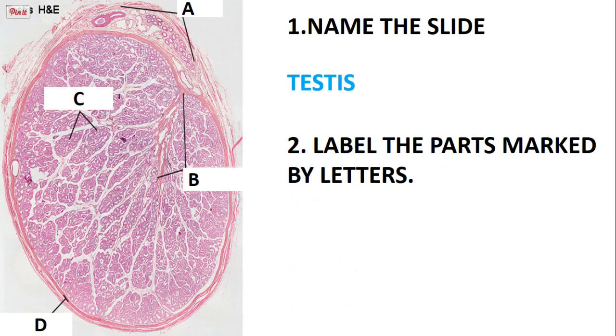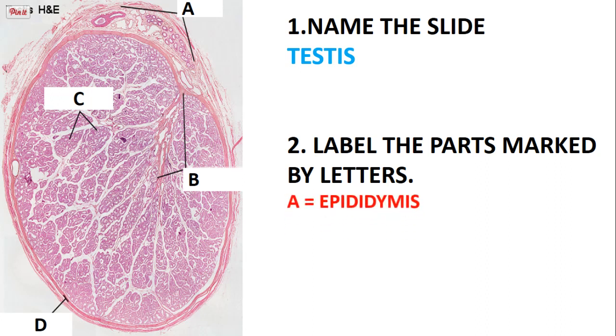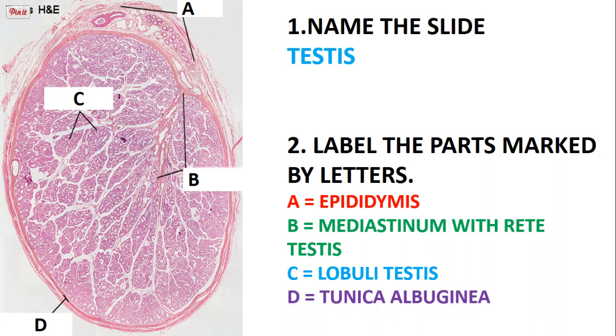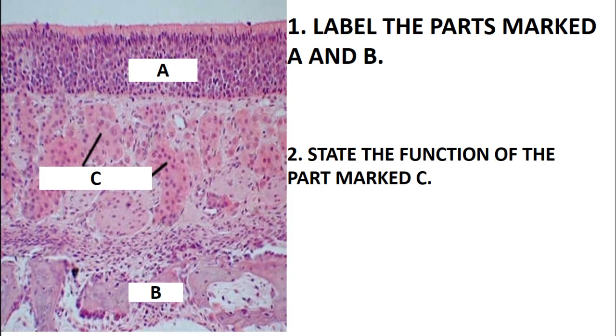Okay, the next slide. Name the slide. So this slide is the testes, and we have been asked to label the parts marked by letters. So 1 is the epididymis, then 2 is the mediastinum with the rete testis, and then C is the lobular testis, and D is the tunica albuginea. Let's quickly move on and look at the next slide.